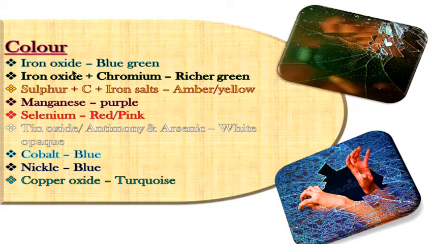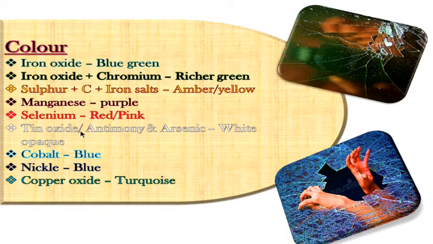Iron oxide, if added to the glass, would give you blue-green. Iron oxide along with chromium would give you a richer green color. Sulfur with carbon and iron salts gives an amber yellow color. You might have seen amber bottles, a brownish yellow color. Manganese gives you purple color. Selenium added to the glass gives a red or pinkish shade.